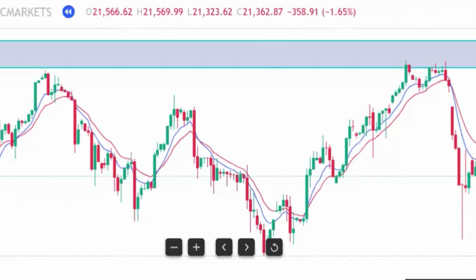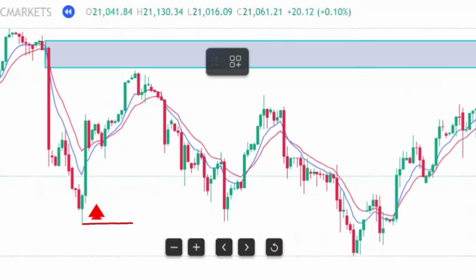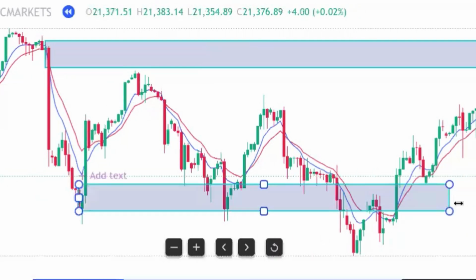Where are these areas that we call supply and demand? Now, your demand area would be here, like here, where you've got that massive push up, right? So we could also highlight this because we're consolidating. So this is our demand area because this is where we've been pushing up from.